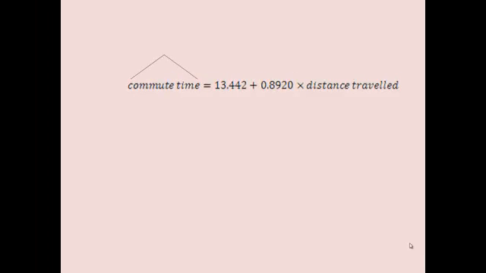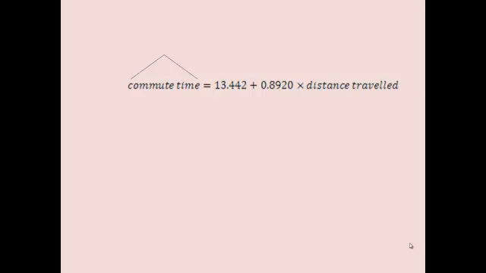So now remember, commute time is 13.442 plus 0.892 times distance traveled. Now you'll notice a couple things about the way this equation is written. I've included a couple more decimal places for our regression coefficients. That way I'm not rounding off the regression coefficients in the middle of the calculation. And also you'll notice the hat symbol over commute time. That's the way that we normally write this kind of regression equation, to emphasize that the commute time here is really the predicted commute time. It's the predicted commute time for somebody with a certain distance traveled.